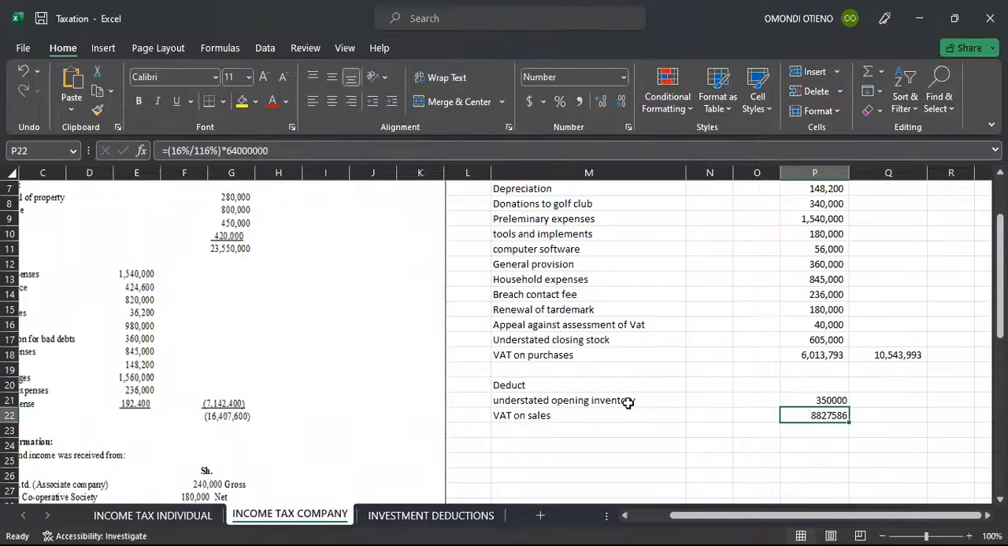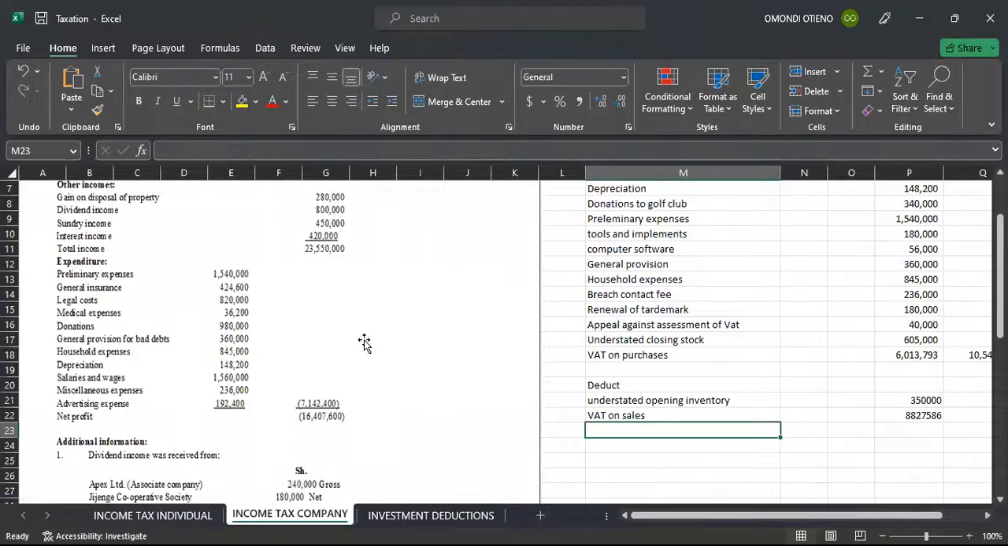Is that clear to everyone? By how much? VAT, we were told it is what percent? What is the rate of VAT? 16%, so that is the answer. 16% is the rate which we are applying there.